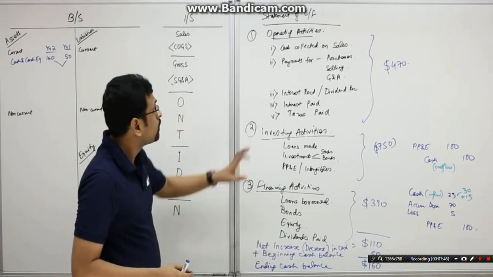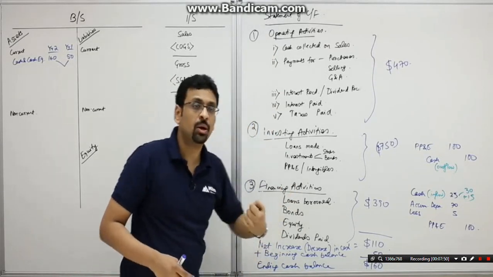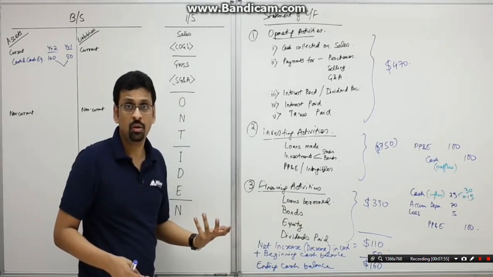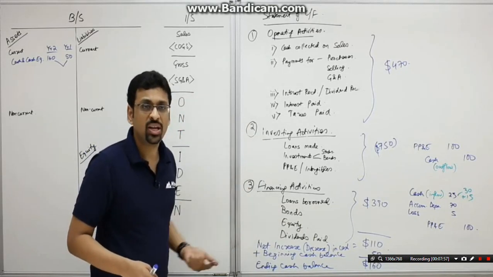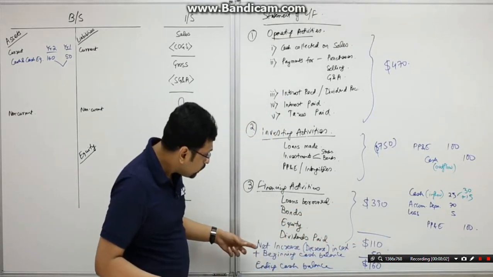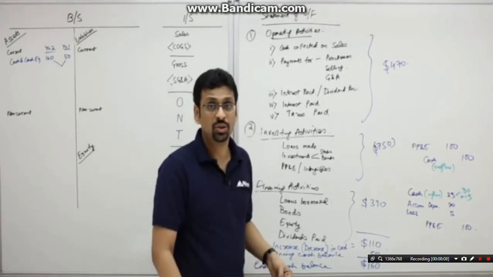So guys, look at it. The statement of cash flows has provided us all the information about how cash has increased or decreased during the year, whether due to operating or investing or financing activities. So that was $110,000 for this year. Then we added the beginning cash balance, $50,000, and we got to the ending cash balance number, $160,000.